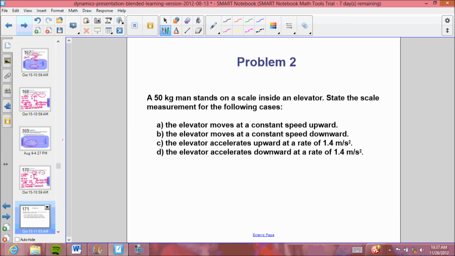So that's that. So now, problem 2, same thing as problem 1. So you're going to do that one on your own. And it's just basically the same thing, but instead our mass is different and our accelerations are different. But you should be able to solve it on your own.